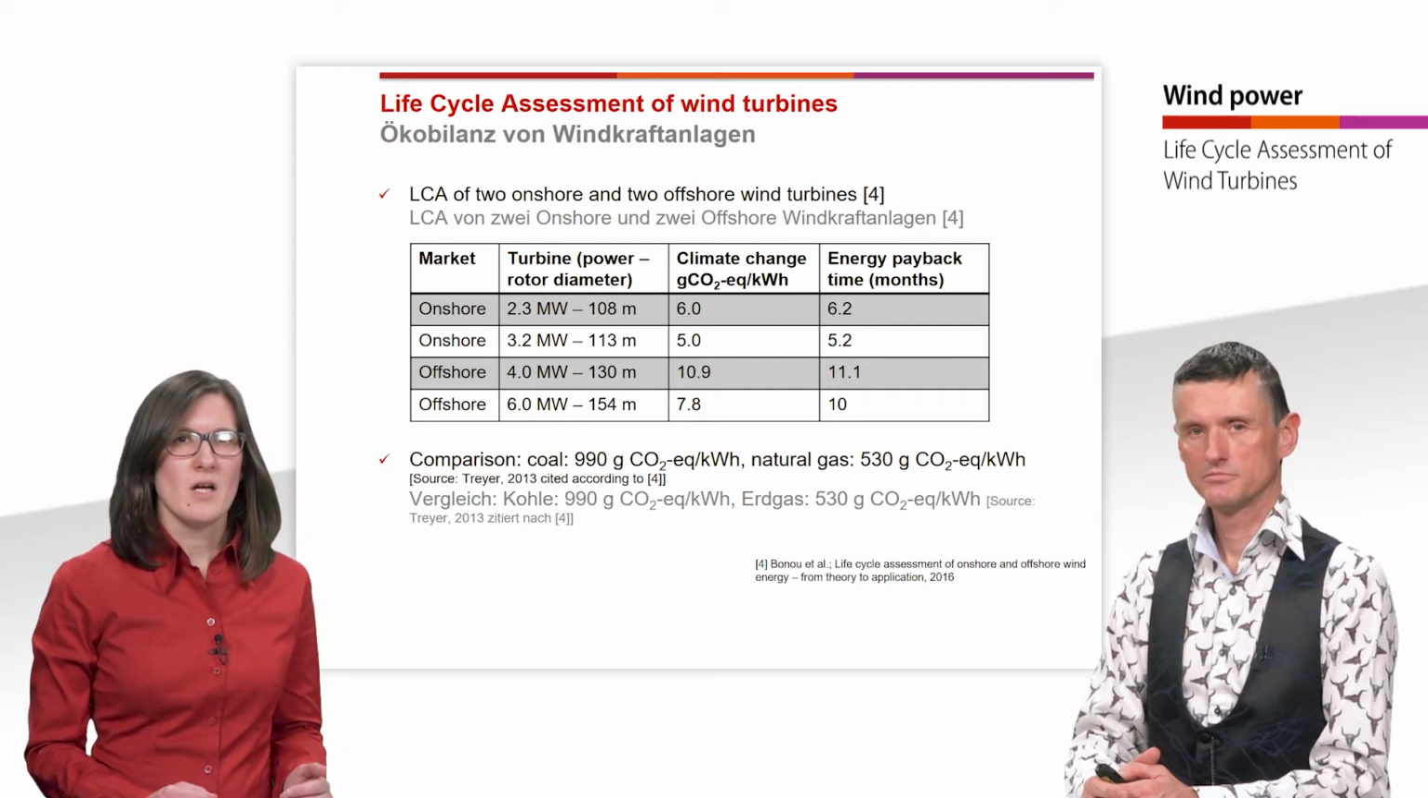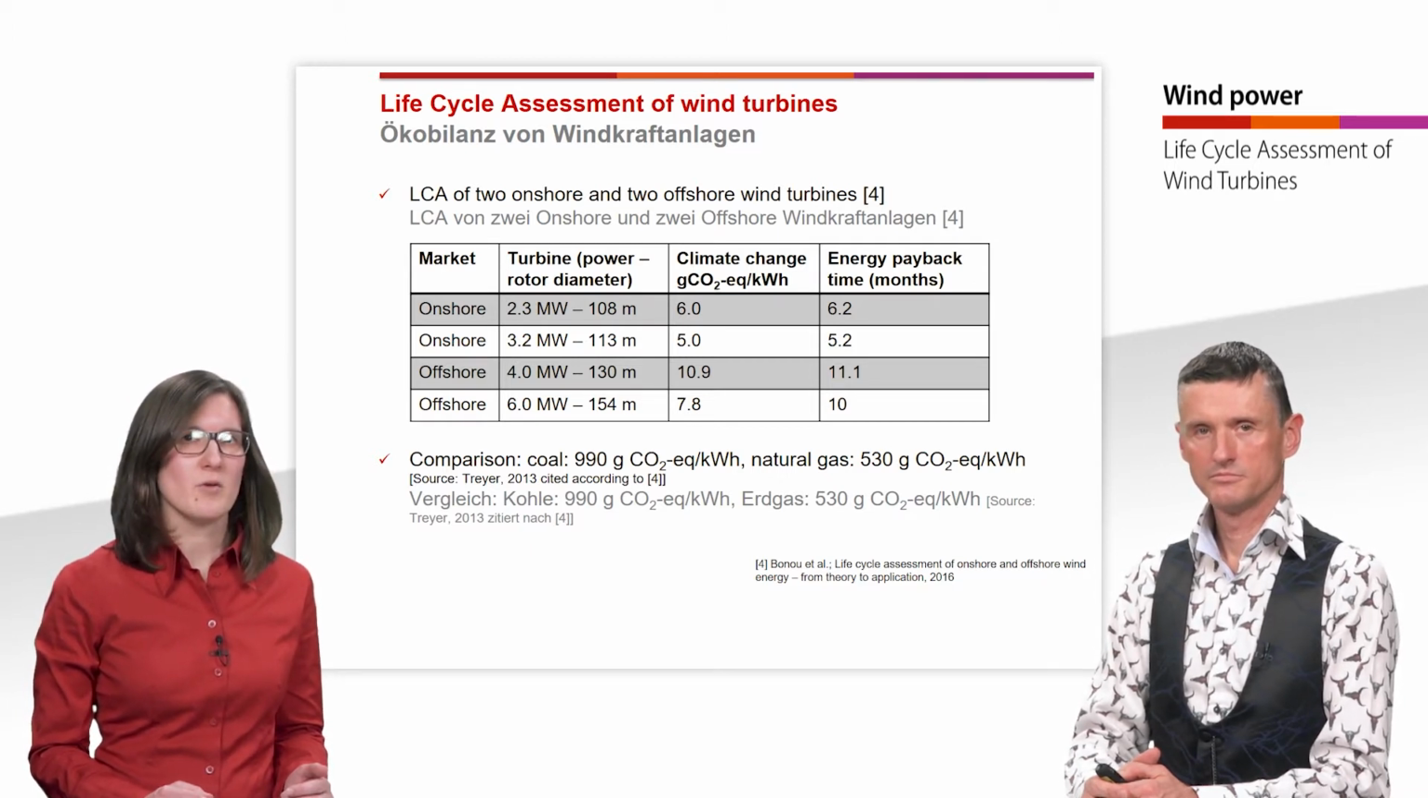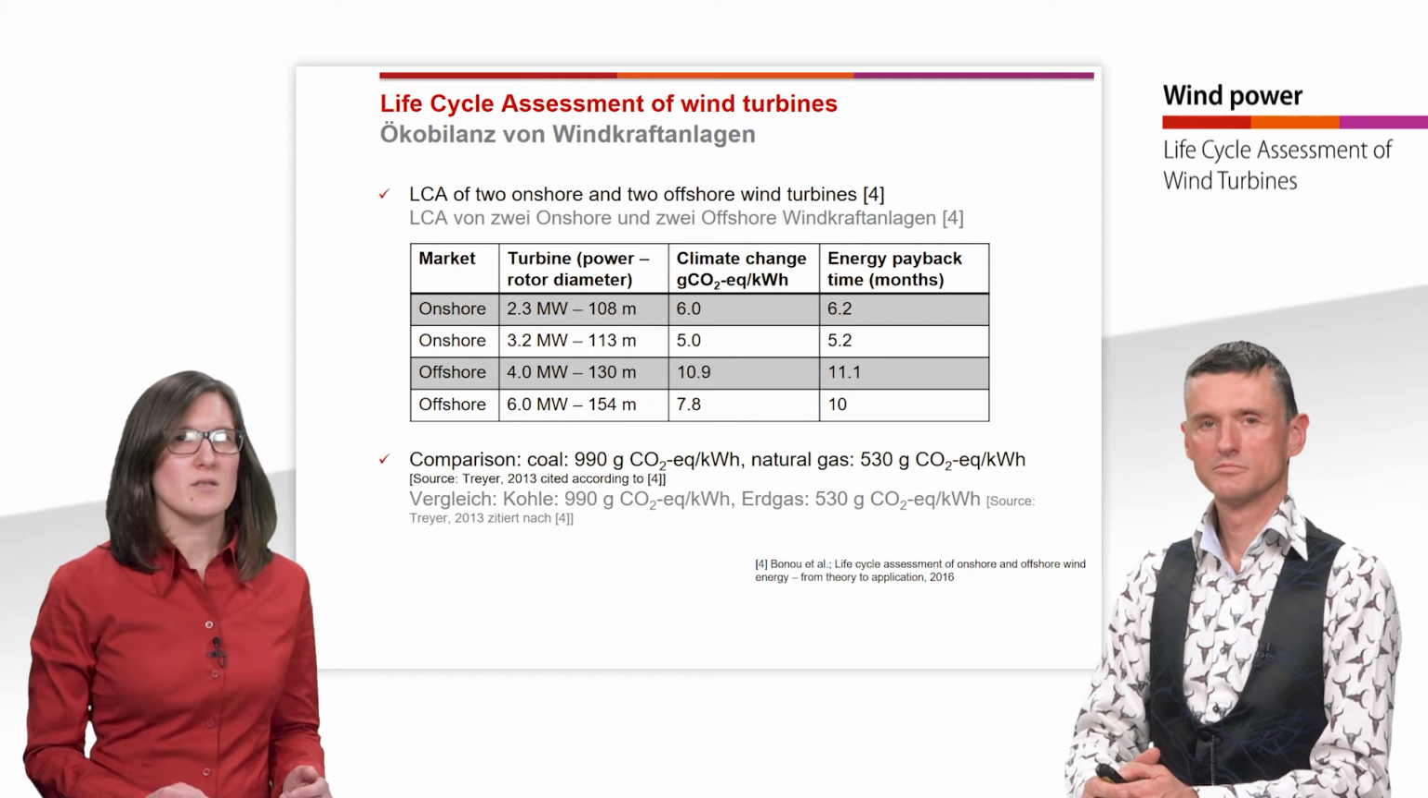And in comparison, coal produces 990 gram CO2 equivalent per kilowatt-hour and natural gas produces 530 grams CO2 equivalent per kilowatt-hour.